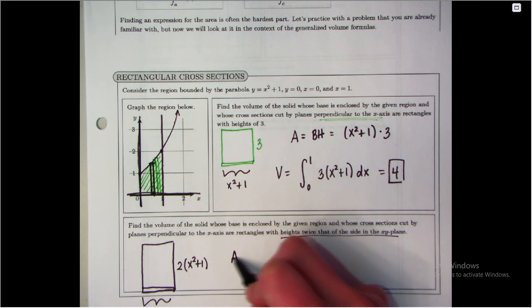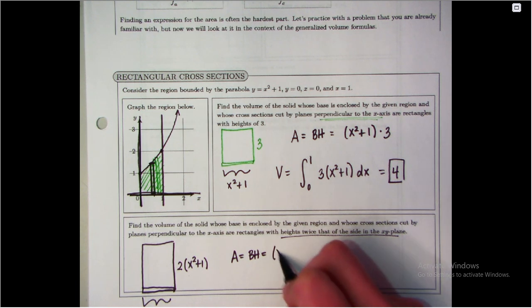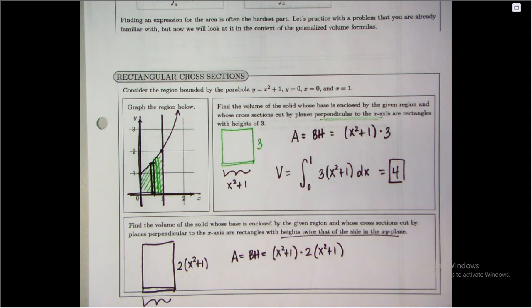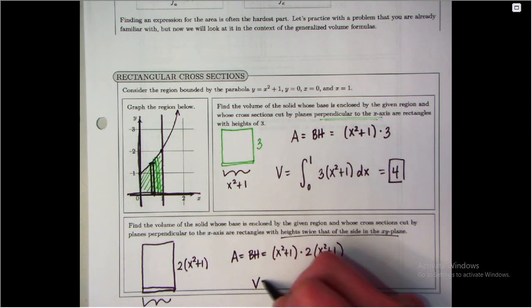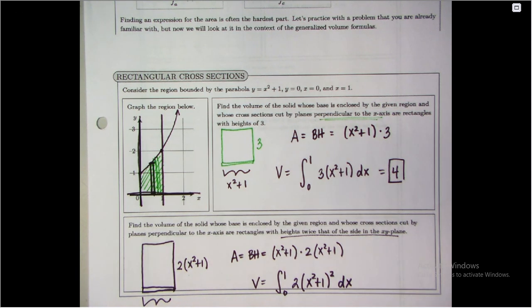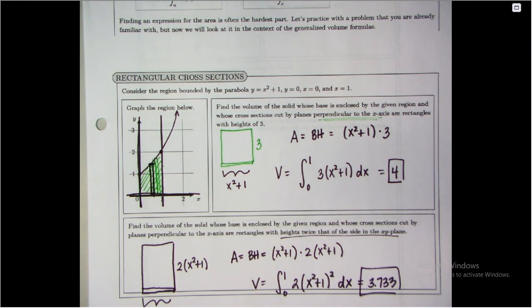The area of that rectangle would still be base times height, but in this example, the base is the x squared plus 1, and the height is the 2x squared plus 1. So I would want to find the volume by integrating from 0 to 1 of 2x squared plus 1 quantity squared dx. And that is my setup for that particular problem. If you type it in, I'm going to skip that just to save us a little bit of time. My volume comes out to be 3.733. Make sure that you are able to use your graphers like that.